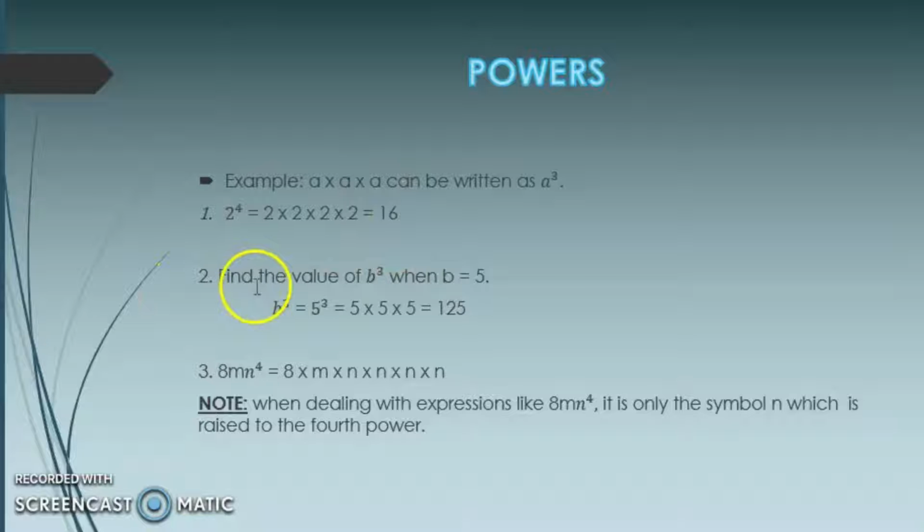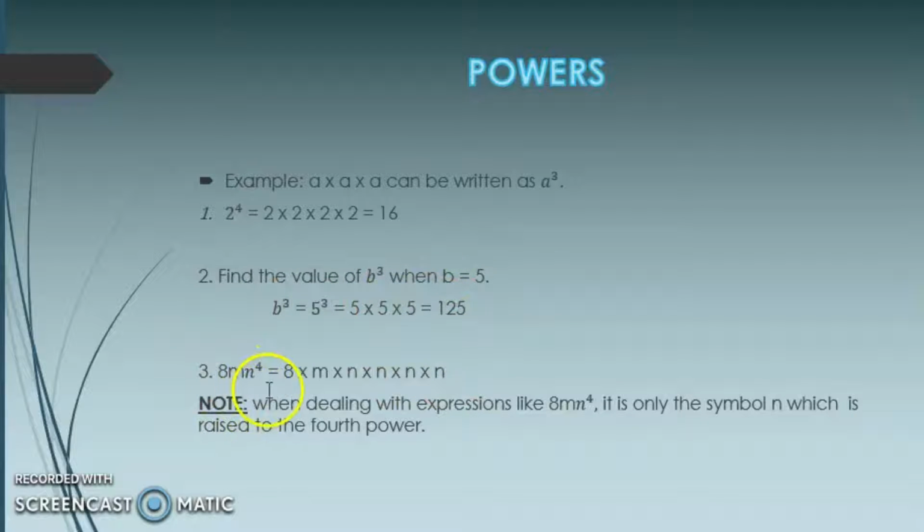Second example, find the value of b to the 3rd power when b is 5. All we need to do is substitute 5 where b is. It becomes 5 to the 3rd power. And we multiply 5 3 times to give us 125.